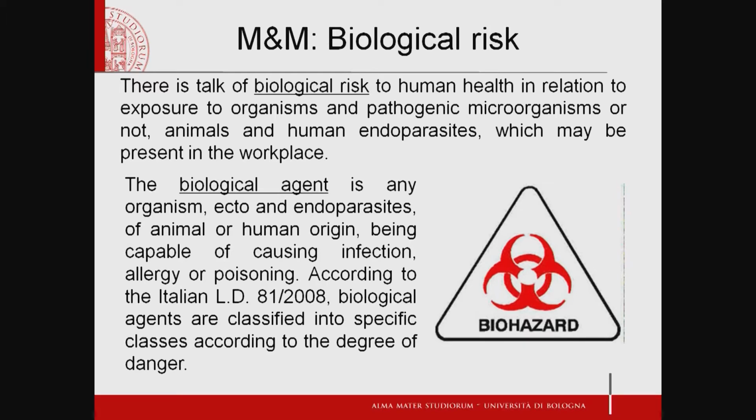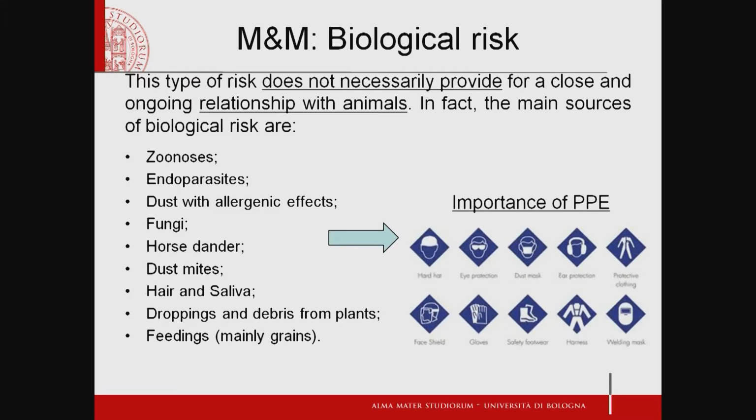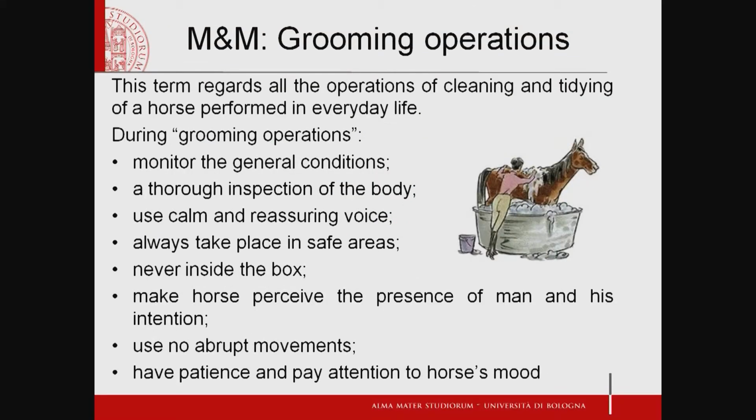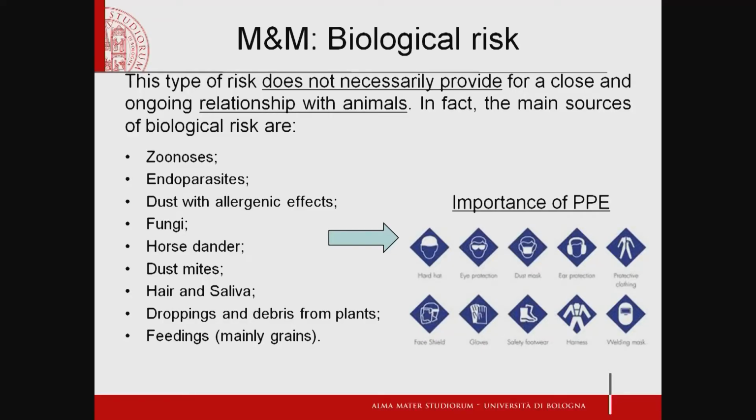This type of risk doesn't necessarily provide for a close and ongoing relationship with animals. In fact, the main sources of biological risk are zoonoses and endoparasites, dust with allergenic effects, fungi, horse dander, dust mites, eye and saliva, drops and debris from plants, feedings, mainly grains. So it's very important to adopt the PPE, personal protective equipment.